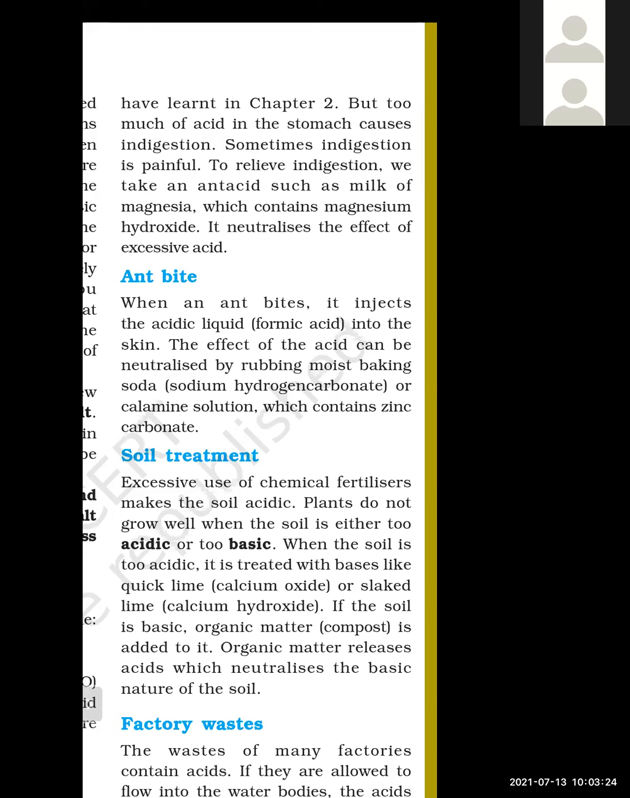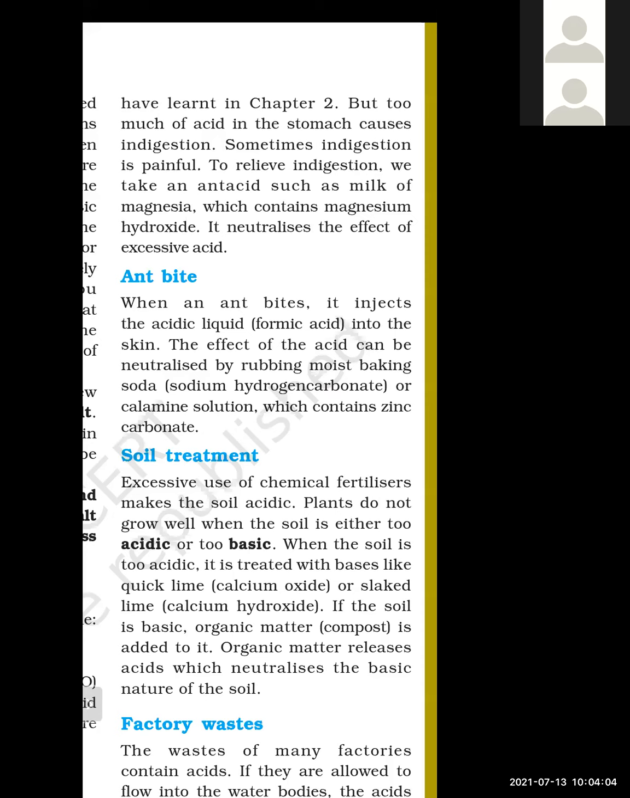And you will feel relief, because when an ant bites, it releases some acid into the skin, and that acid is neutralized by a basic substance. Baking soda is a basic substance, so that base will react with the acid and we feel relief, and there will not be any swelling. If it is not treated, there will be swelling and a lot of pain.